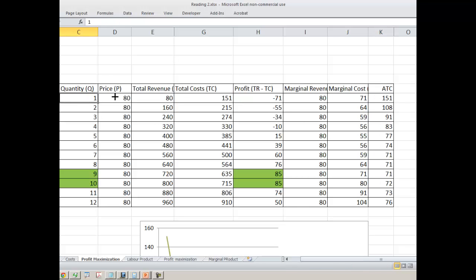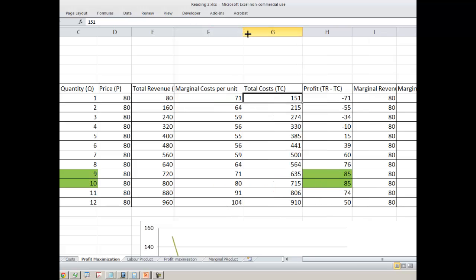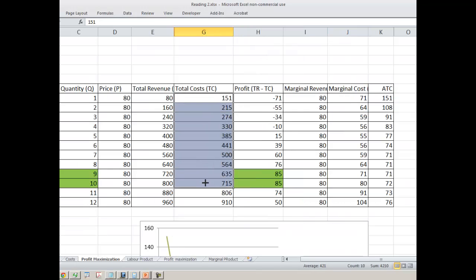See this, assuming that the price of the product is same always, does not matter what quantity you are producing, your price is 80. So for one quantity, price is 80, total revenue is 80, right? And your total cost is, assuming, 151. Note that this total cost is coming from some function. We are saying that there is some function from which we are getting this total cost, right? So this is my total cost, this is the quantity we are producing. My average total cost is 151 by 1.